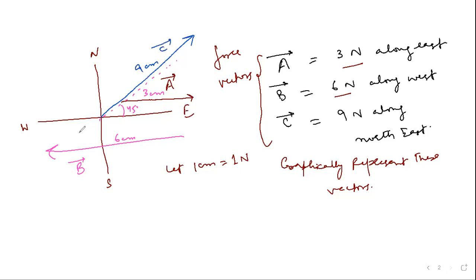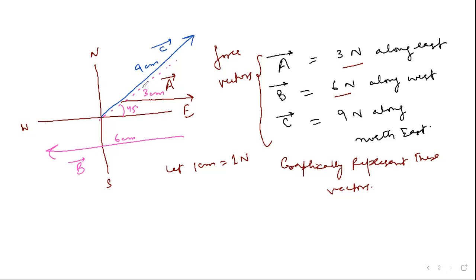This is how we graphically represent vectors. Now it is immaterial whether I draw this A here, here, here, or anywhere in the plane. But I have to keep this in mind, that its length be 3 centimeter and directed along east. Same is true with B. You can draw it anywhere. You can draw C anywhere, keeping its length 9 centimeter and pointing its arrow along northeast. This is how we represent graphically vectors, right?